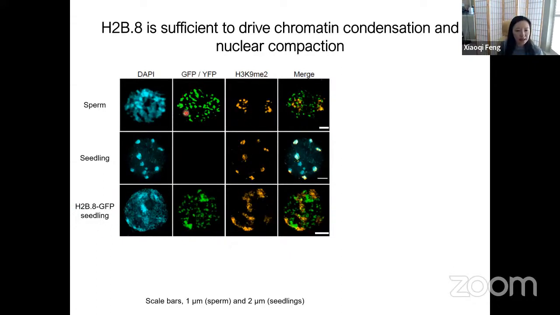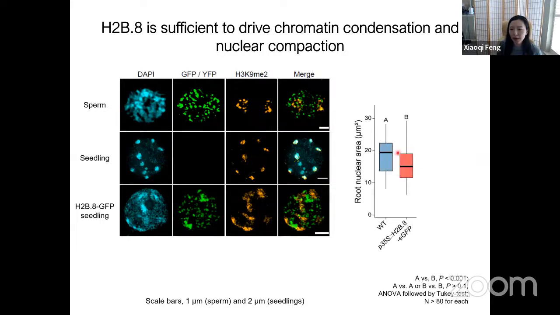So if you look at here, H2B.8 forms this distinctive foci in the nucleus. And excitingly, we observed similar foci in somatic cells expressing H2B.8. And further, in wild-type somatic cells, you have this very diffuse DAPI signal throughout the nucleus in the euchromatin. However, in the H2B.8 expressing cells, you have much brighter euchromatin signal that resembles the sperm. And H2B.8 also significantly reduced the somatic nuclear size.